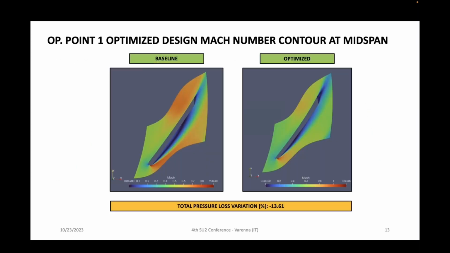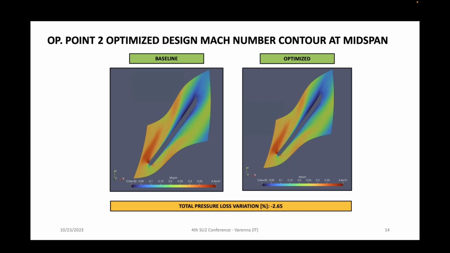For the first operating point blade optimization, this is the baseline design, and here towards the leading edge was the major shape deformation of the mesh. We can see with the naked eye in here that the flow changes a lot, and there's a total pressure loss variation of minus 13.61%, so we decrease the total pressure loss by almost 14%, at least for this case.